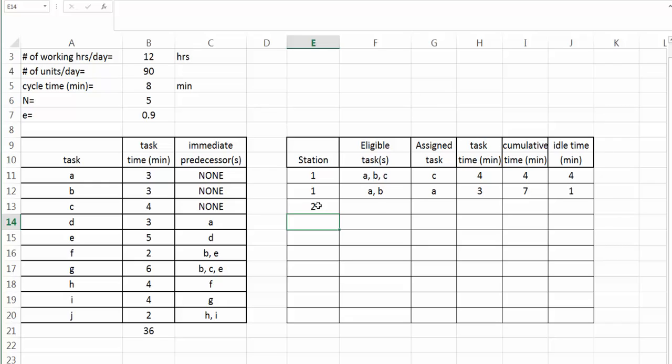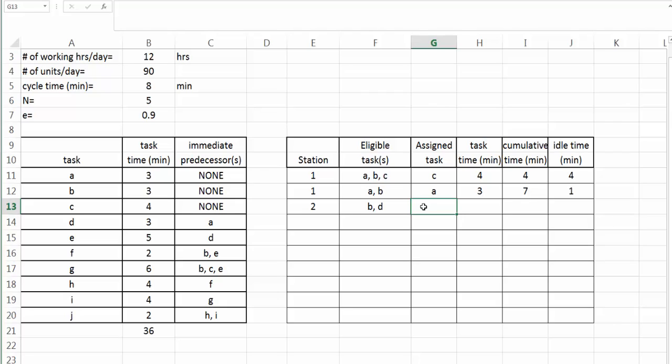Okay, what are the eligible tasks? First of all, B, of course, is still eligible. And who else? Because task A is assigned, task D becomes eligible. If you take a look over here, as long as A is completed, D becomes eligible.